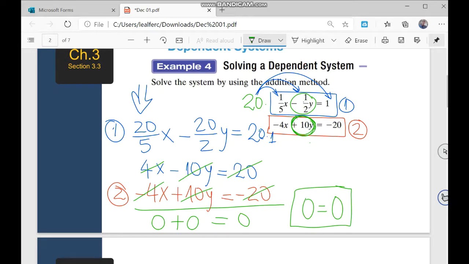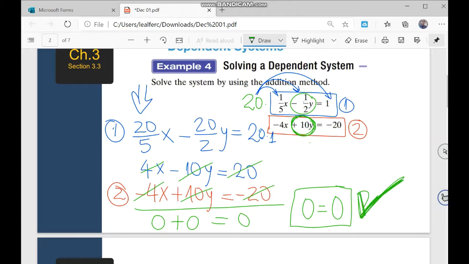I ask you, is this true? Is 0 equals 0 a true statement or a false statement? What do you think? Is 0 equals 0? I still don't see an answer, but yes, I think yes, right? Yes, true. Thank you, Will. This is a true statement.